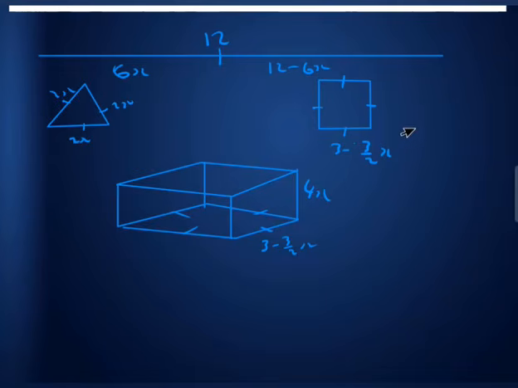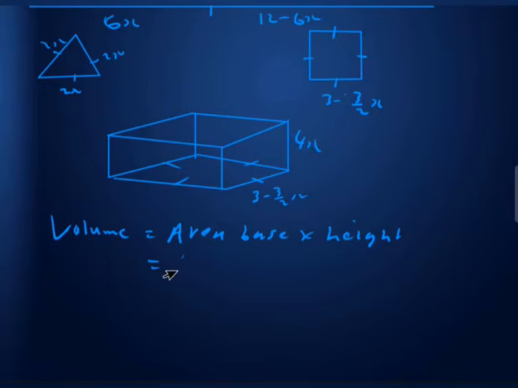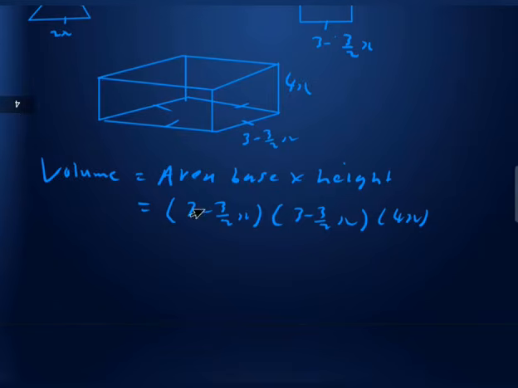The area of a square is length times breadth, because it's a rectangle as well, but because all sides are equal, we just say side times side. So let's write first that volume is equal to area of the base, forgive my handwriting, times the height. So the area of the base is 3 minus 3 over 2 x, times 3 minus 3 over 2 x, and then times 4x, which is the height. So area of the base times height.